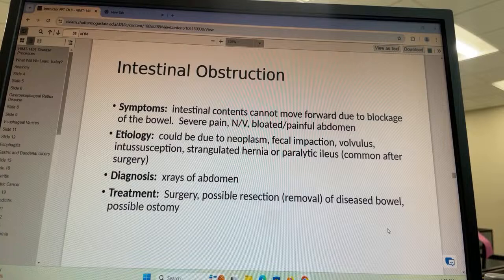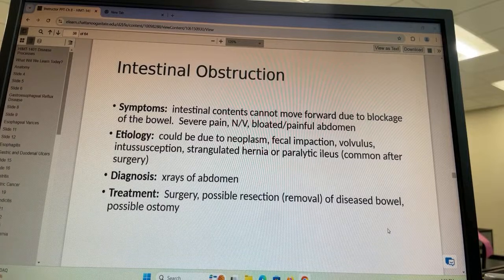So basically, whatever's inside the intestines can't move forward because there's something blocking it. This can cause severe pain, obviously. Everything's backing up and it can't come out. Sometimes it can back up all the way into the stomach and then you start vomiting because you can't pass it the other way. That can be very unpleasant. Very bloated and painful abdomen. Like I said, there can be lots of different reasons this is happening.